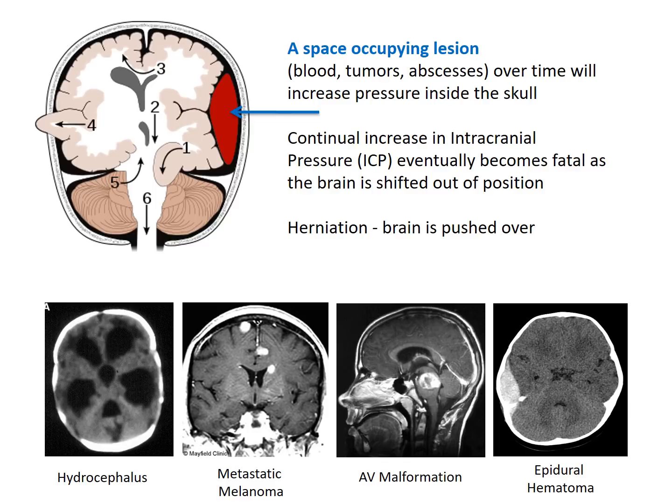So if you look at the bottom, going from left to right: hydrocephalus, excessive accumulation of cerebral spinal fluid; metastatic tumors; AV malformations and aneurysms, outpouching of blood vessels with increased amount of blood; and then trauma such as an epidural hematoma. Again, these would all be considered space-occupying lesions, increasing the volume and thus increasing the intracranial pressure.